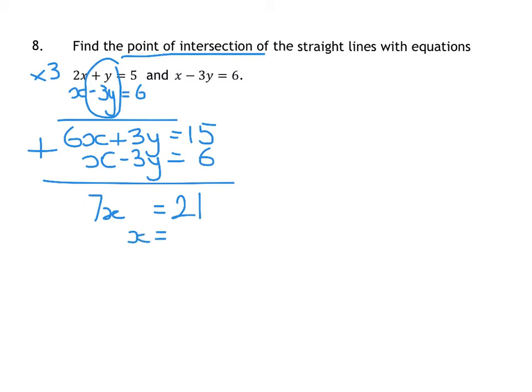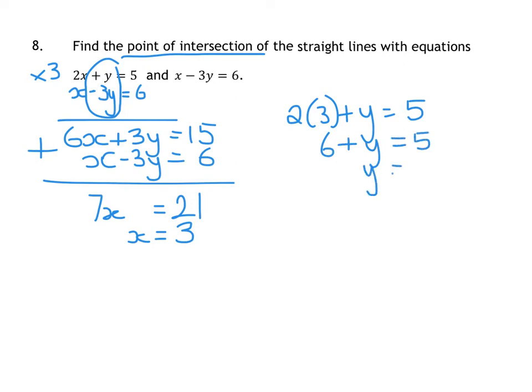If it doesn't divide nicely, go back and check that you've got your equations started off correctly. So x is 3. Once you know what x is, you can sub it back into one of your equations. I'm going to put it back into the first equation just because there's no negatives there. So you have 2 times 3 plus y equals 5. 6 plus y equals 5. Positive 6 will go over and become minus 6. So you've got 5 minus 6, which is minus 1.